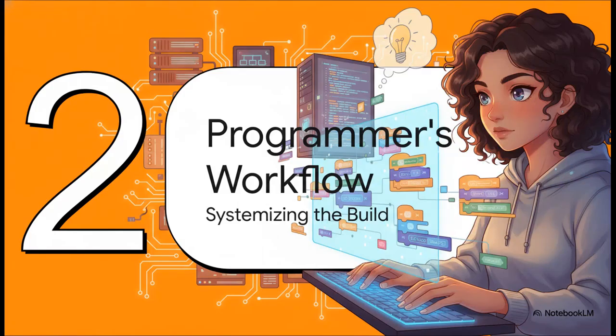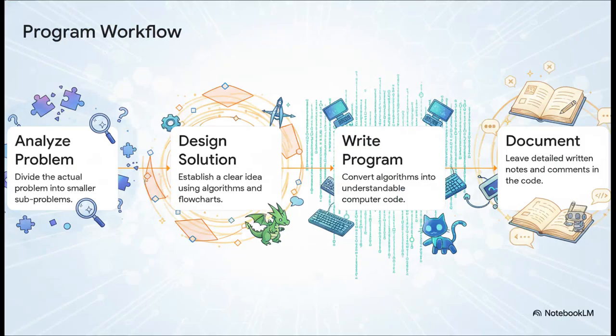Moving on to Chapter 2, the programmer's workflow. Time to systemize the build. So now we know what software is. How do we actually build it systematically? Every solid piece of software follows 4 exact blueprints. First up, you analyze the problem. You take a massive, complicated issue and chop it down into smaller, solvable subproblems using algorithms.